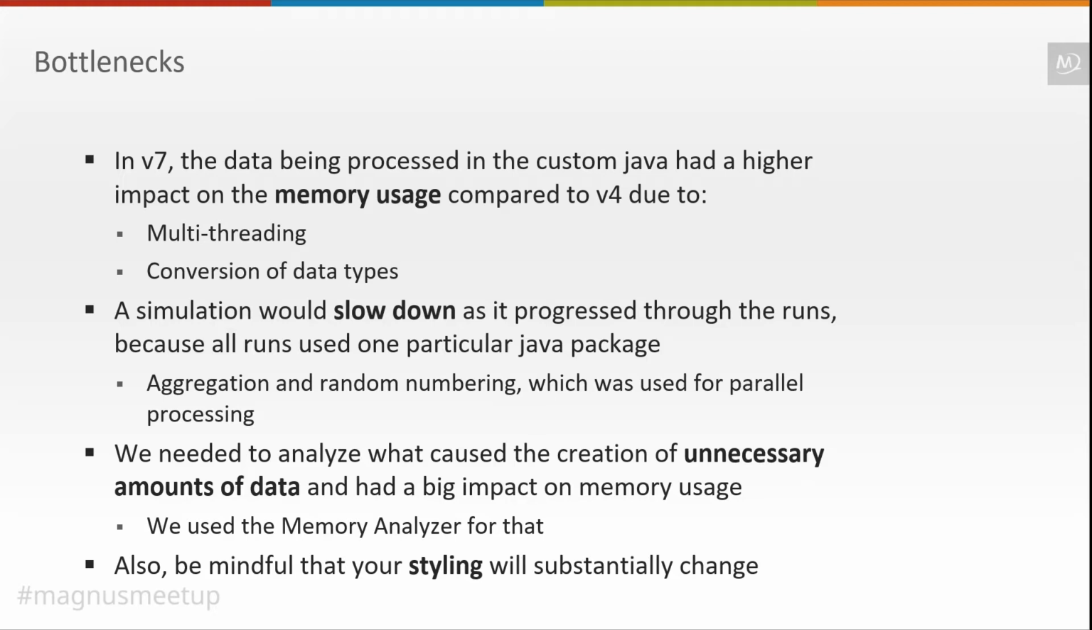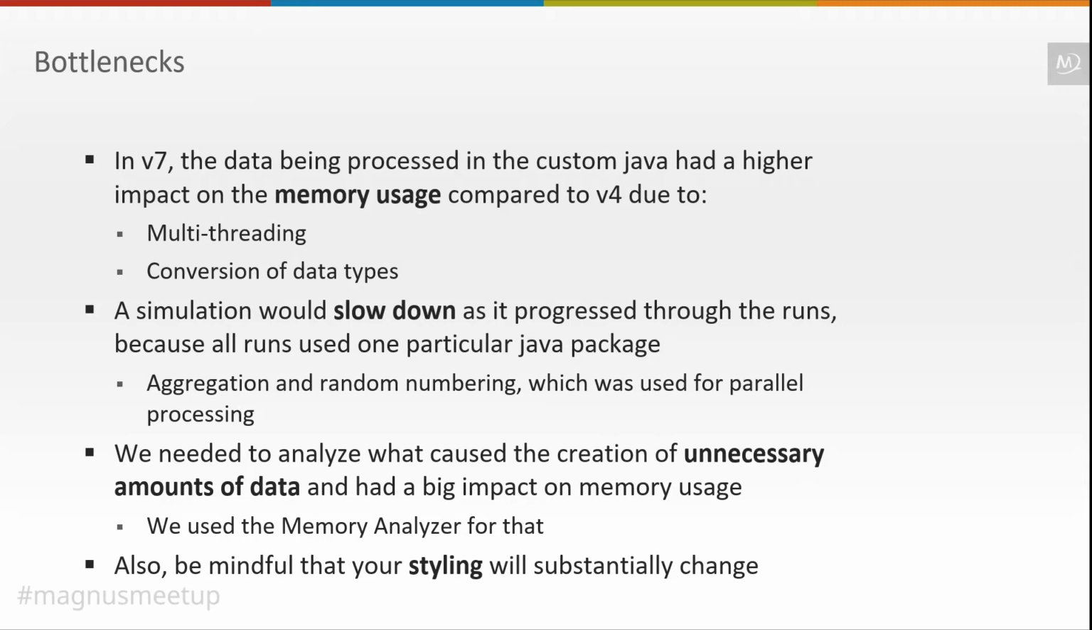And we saw that a simulation would slow down as it progressed through the runs. So for instance, at first, the first 8 would take 4 minutes, but then the next 8 would take half an hour or something. And we saw that it was due to one particular Java package, which was due to the aggregation and the random numbering that was used for our parallel processing.